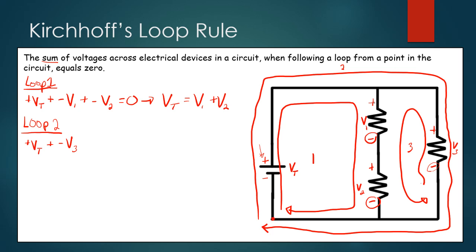which is the voltage across this third resistor. And then I follow my loop back around to the beginning, and I'm back to the beginning, so that's going to equal 0. And now if I were to rearrange this so that I have all positive, my total voltage equals the voltage across resistor 3. Okay, good. Now let's work out loop 3.